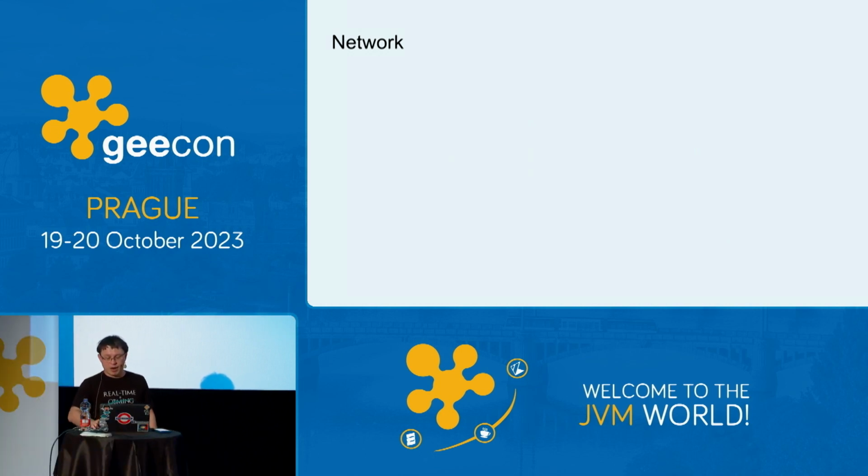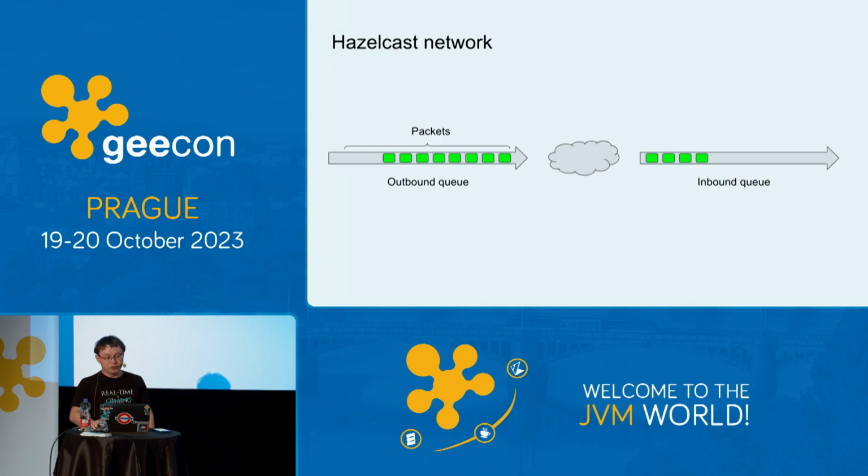Okay, let's talk about the network. The network in Hazelcast is implemented in an async way. So all operations and all data structures that you would like to send over the network are sent in an async way and put into a so-called outbound queue, which is also our implementation. So it is put into the outbound queue, and then in an async way it will be sent over the network.